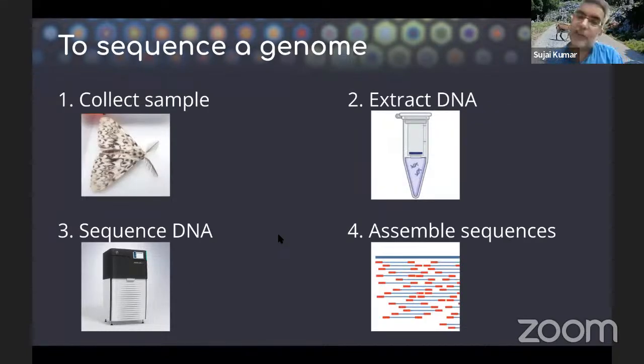So how do you sequence a genome? Already today we've had 2 talks which talk about this general process. On the simplest level, you collect the sample, you extract the DNA, you sequence the DNA. Here I've shown PacBio, but you could use Illumina, you could use Nanopore. And then whatever sequences you get, you have to assemble them together. Sounds straightforward. Obviously, each of these steps is complicated, but let's assume you've done everything properly.